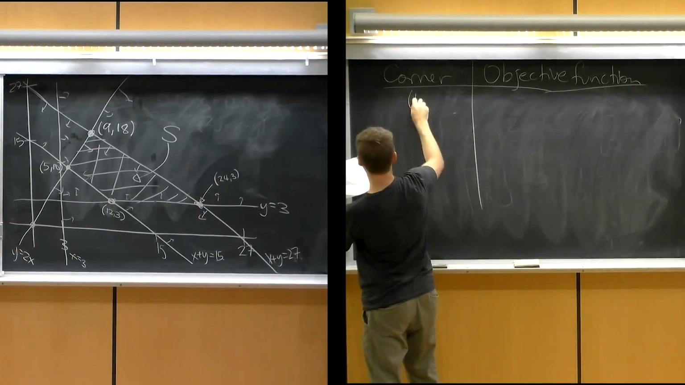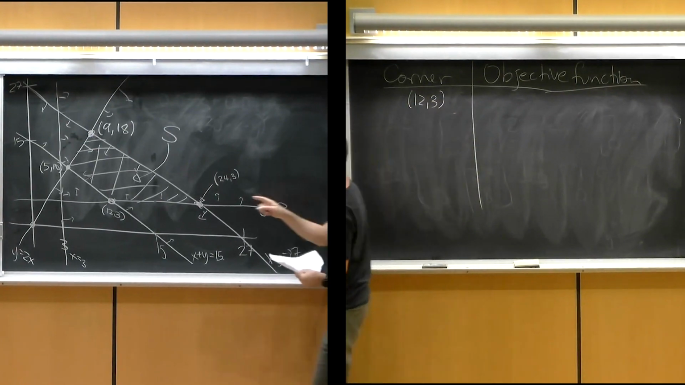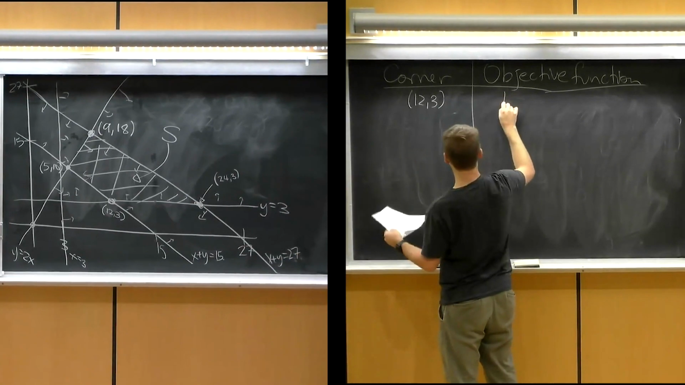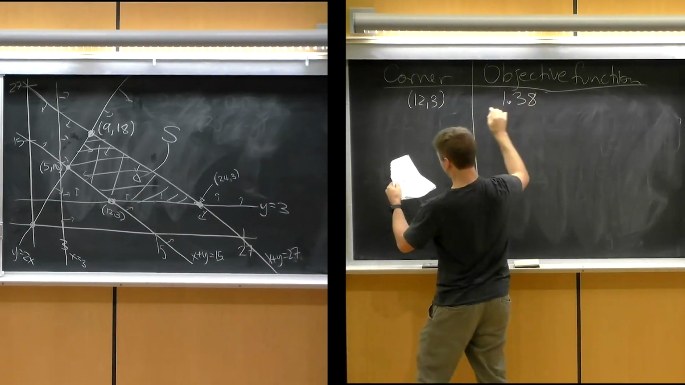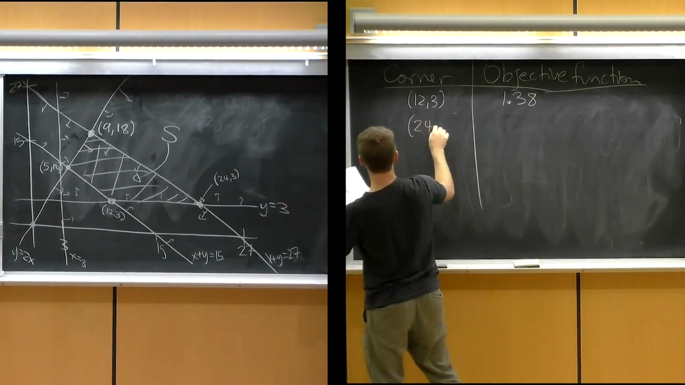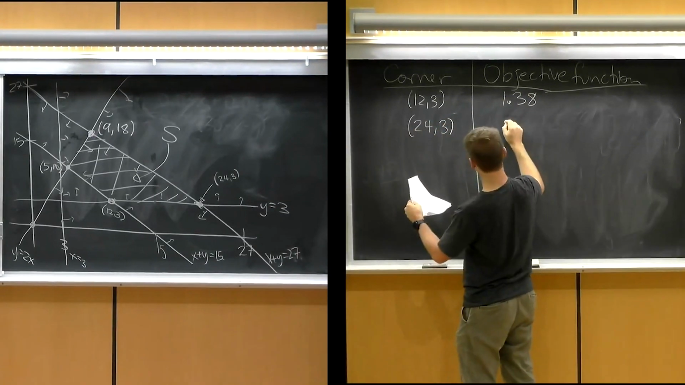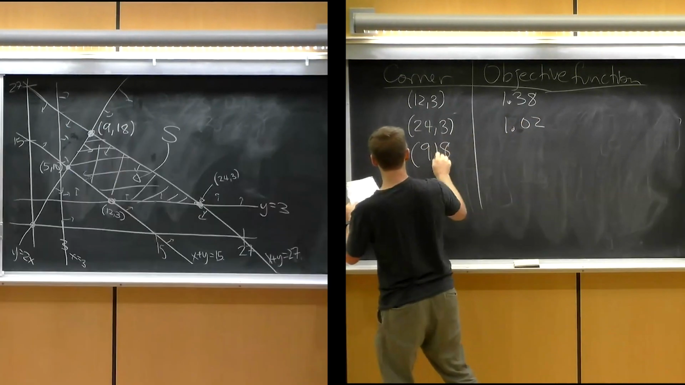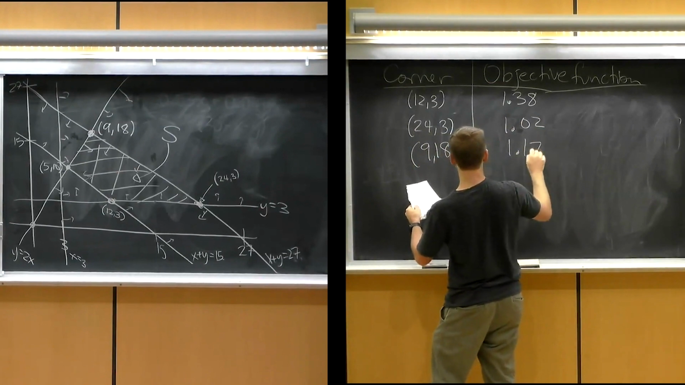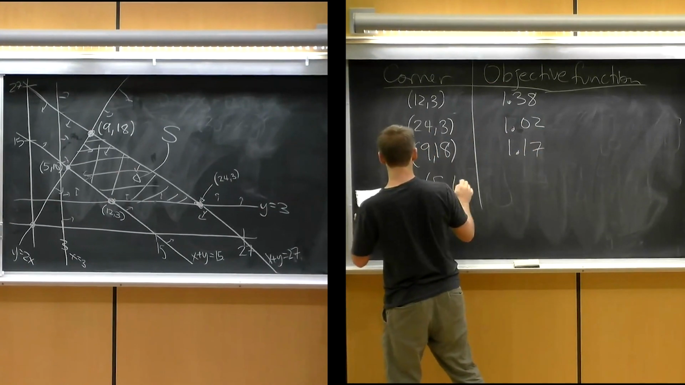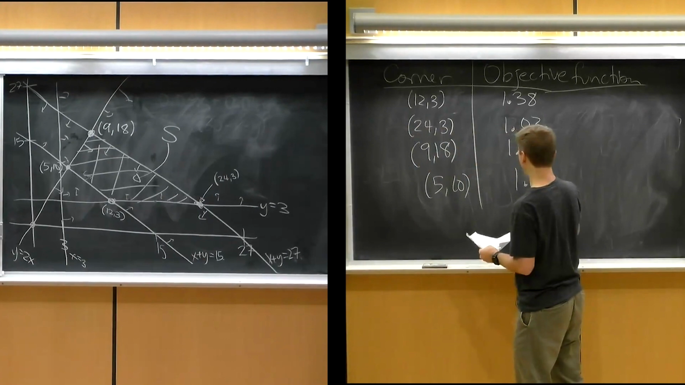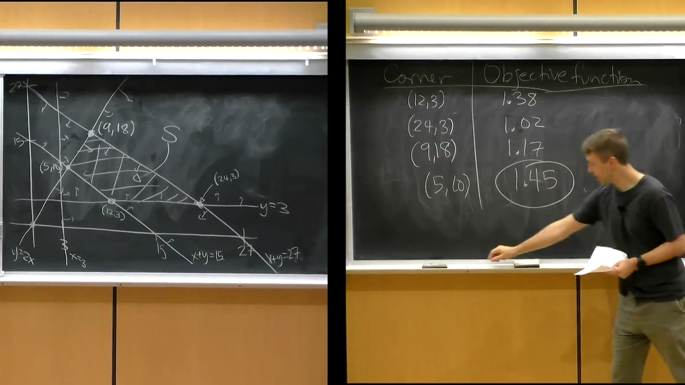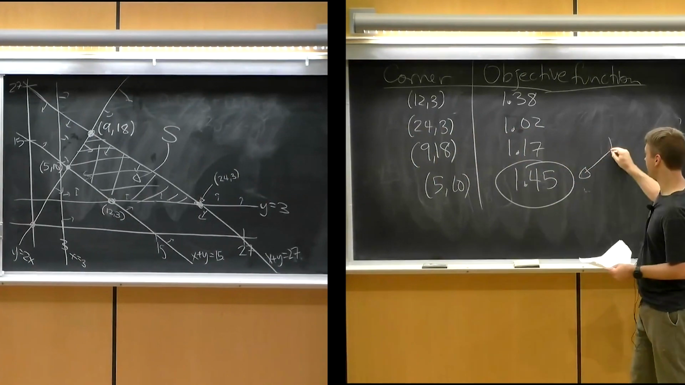So if I put in 12, 3, which is that one, right? I think when you compute the objective function, you get like 1.38. When I put in 24, 3, you're going to get 1.02. 9 and 18, I get 1.17. And then 5, 10, I get 1.45. Okay, so this is going to be the best answer.